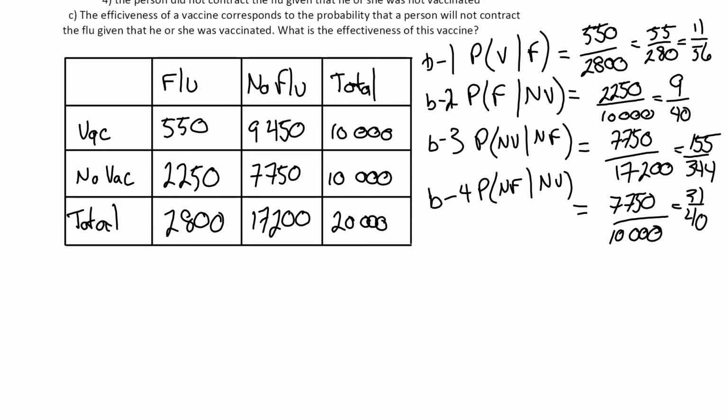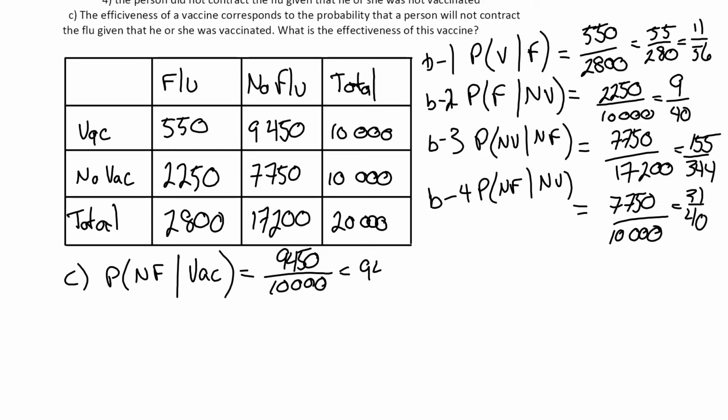Part C asks us, the effectiveness of a vaccine corresponds to the probability that the person will not contract the flu given that he or she was vaccinated. So what is the effectiveness of this vaccine? If we write that into set builder notation, that's the probability that they don't get the flu given that they got vaccinated. To figure that out, we look for the vaccination line. So we're constrained to just looking at that line. So we know our denominator is going to be 10,000, and our numerator is the not flu piece. So in this case, we would say that the vaccine was 94.5% effective.